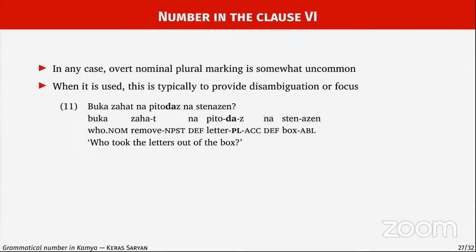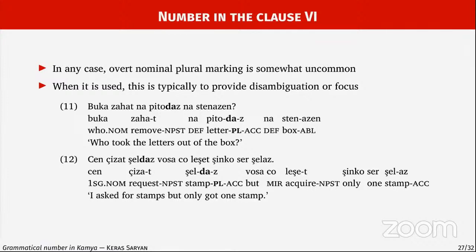So in this case, if you really wanted to stress that there had been several letters in the box, you could add it onto letters. So "in the buka zahat napito das nastinazin." Or if you really wanted to hammer home that you had only received one stamp when you actually wanted several, then you could use the plural marker on stamp. So "dzięciza sheldas vosa joleshet shinko sir shelas," where you have overt plural marking.